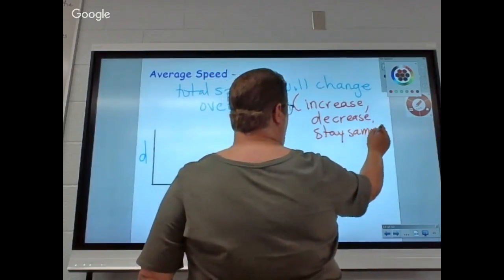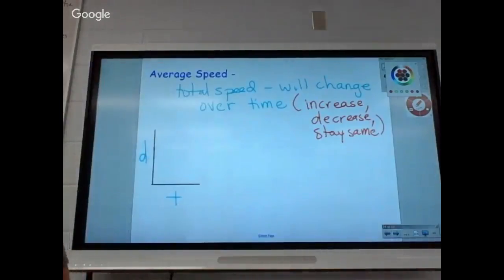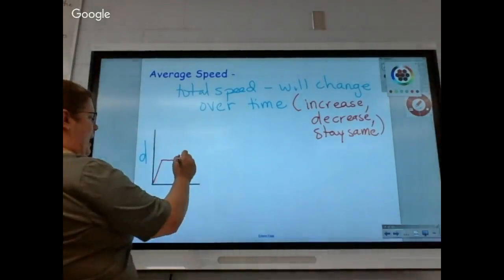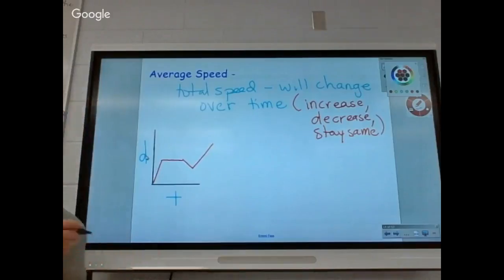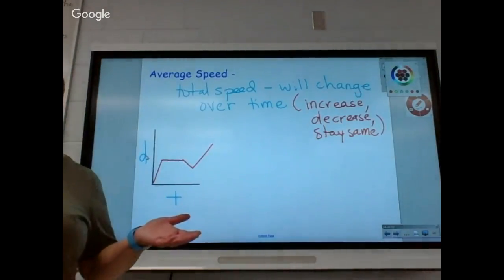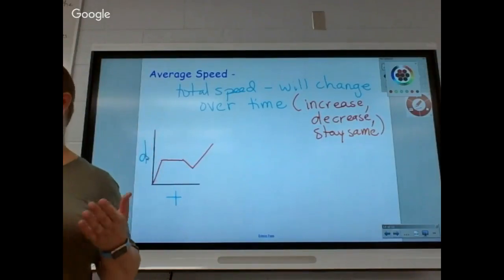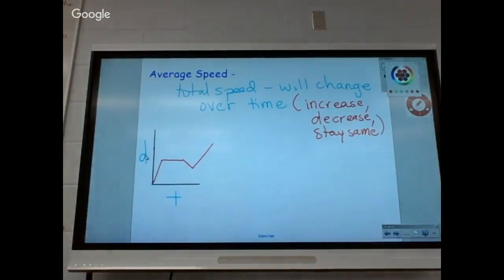So if it's going to do all that, how am I going to show that on the graph? How am I going to show that with the lines? How would the graph look to show that? Okay, so we got some up. I got some down. How would I show stay the same? Okay, a flat line. So I could have some up, some flat, some down, something like that. But the biggest thing is, it can't be what kind of line? It can't be a straight line. It's got to be non-straight. It could even be curved, as long as it's changing.